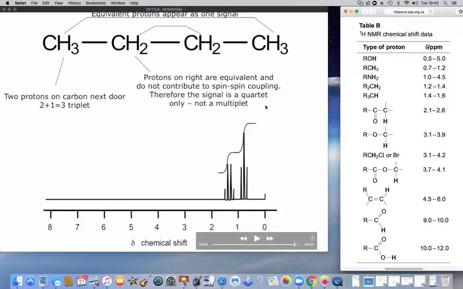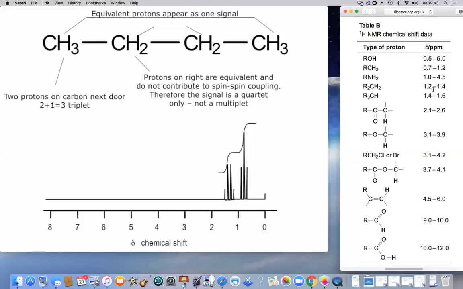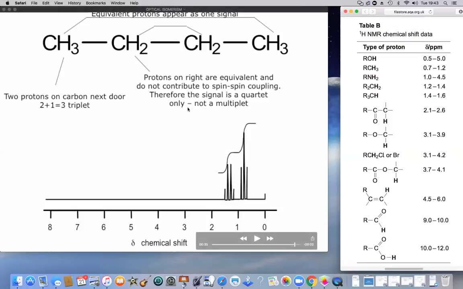Just to make your point, there's a spectra for you right there. We have a triplet, just less than 1 for the CH3 group at the end, and we have a quartet for the CH2 group, with slightly higher chemical shift, which is what you'd expect because it's still classed as a CH2 R2 group. So you would expect it to be 1.2 to 1.4 in terms of its chemical shift, as per the table over here. So that's fine. Okay, one more example.